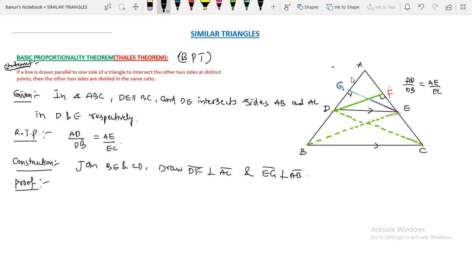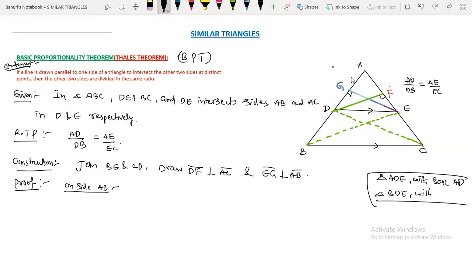How can we prove this? First, I will take side AB. To remember it in the simplest way, I'm doing it like this. On side AB, we have two triangles. One is triangle ADE with base AD, and another one is triangle BDE with base BD. For both, the height is the same, that is EG.